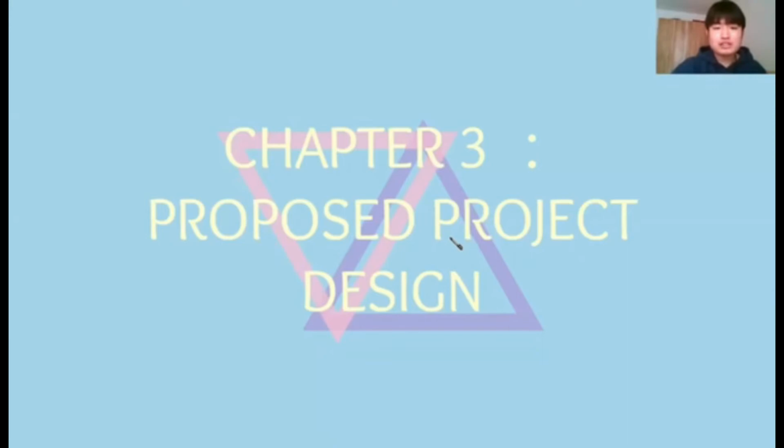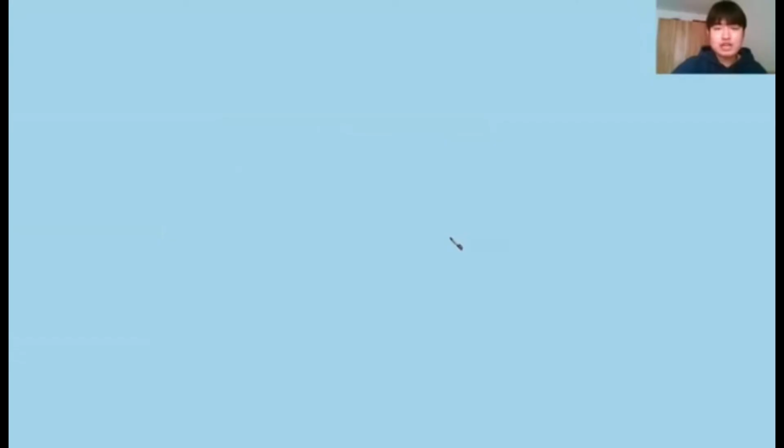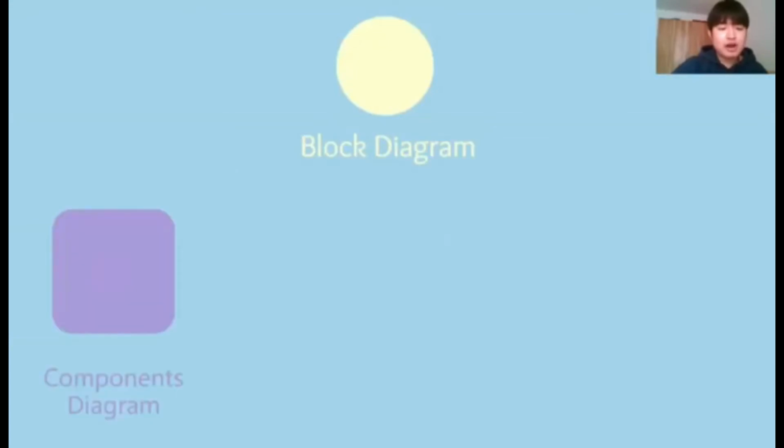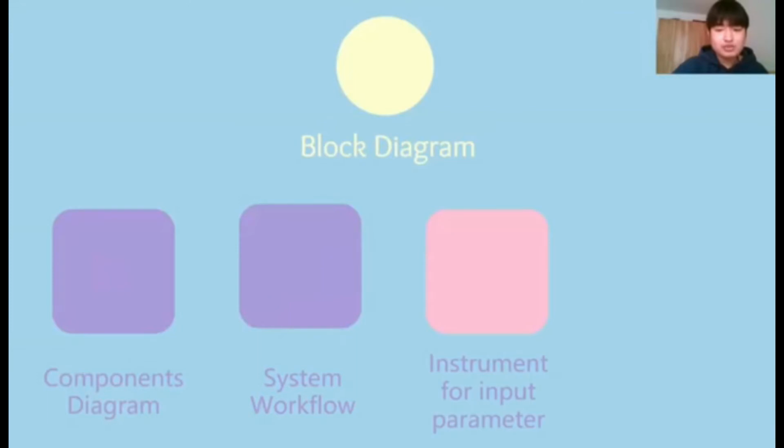Proposed project design. For this chapter, we have 5 parts. The first one is the block diagram. The second one is the components diagram. The third one is the system workflow. The fourth one is the instrument for input parameter. And the last one is the back-end digital processing design and development.